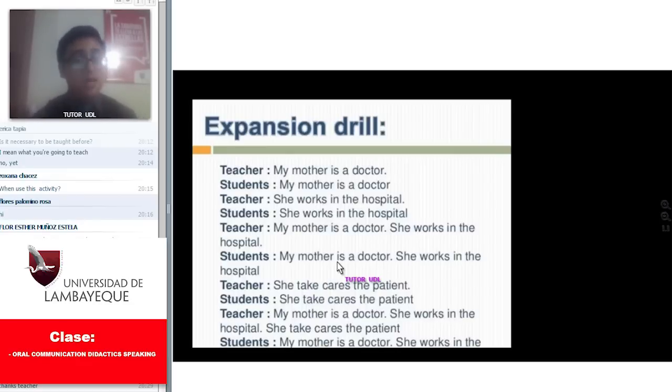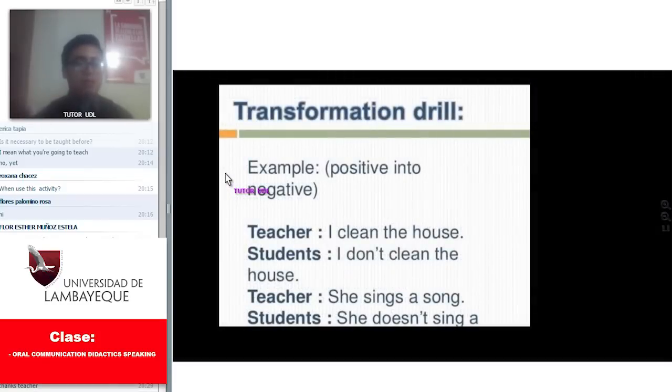Then the teacher says, she takes care of the patient. So there is a spelling mistake there. So the students are going to say, she takes care of the patient, right? Then the teacher is going to say, my mother is a doctor, she works in the hospital, and she takes care of the patient. So the students are going to continue. Expansion means that little by little, you are putting different sentences together. So it means that you are making students think, all right, and pay attention to what you are saying, right? This is expansion drill. Little by little, they are including more and more words or phrases.